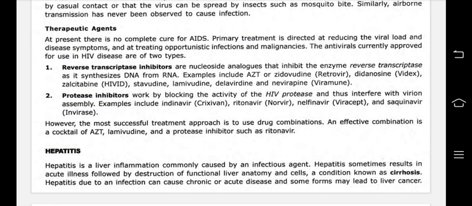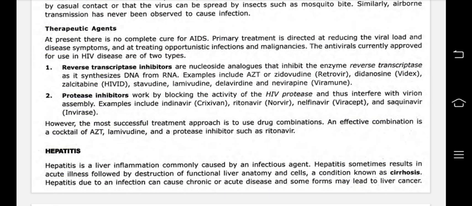Then protease inhibitors work by blocking the activity of HIV protease, and this interferes with virion assembly. Examples include indinavir and other things. So protease inhibitors differ from the reverse transcriptase inhibitors. However, the most successful treatment approach is to use drug combinations. An effective combination is a cocktail of AZT, lamivudine, and a protease inhibitor such as ritonavir.